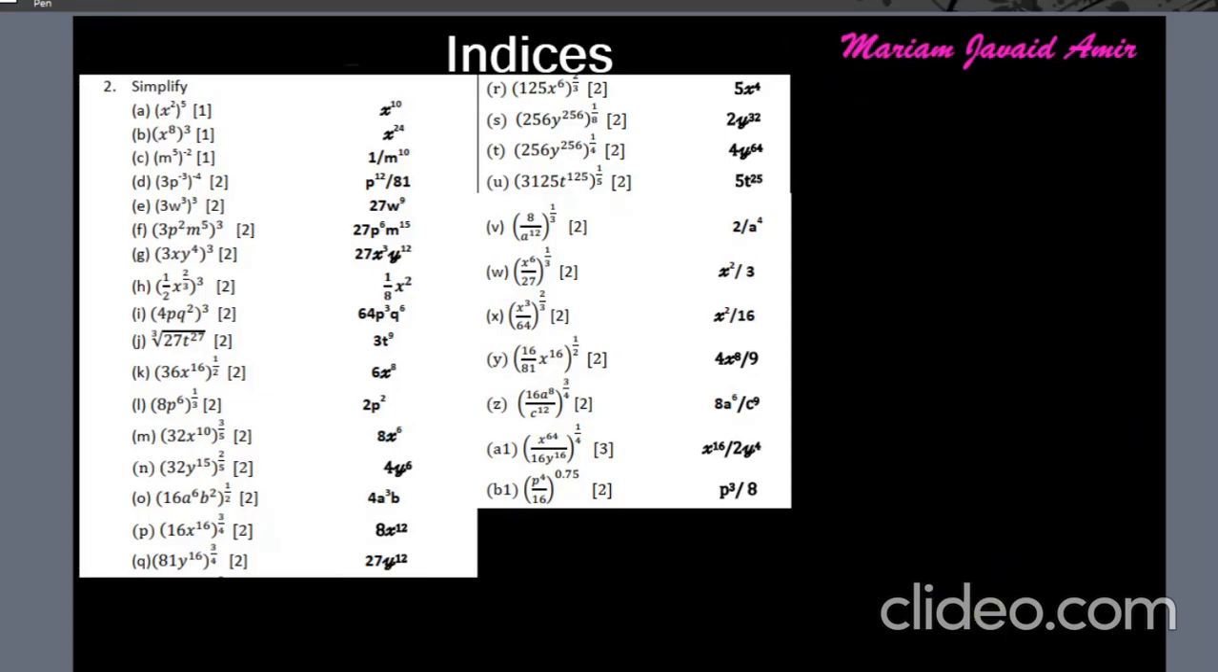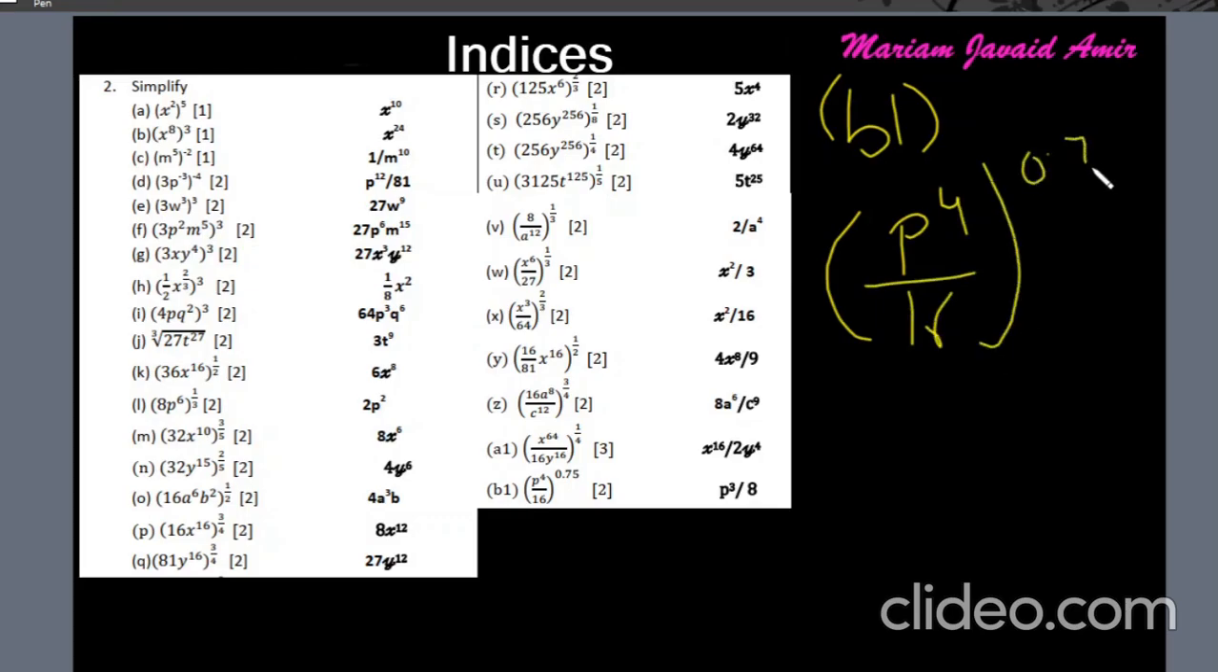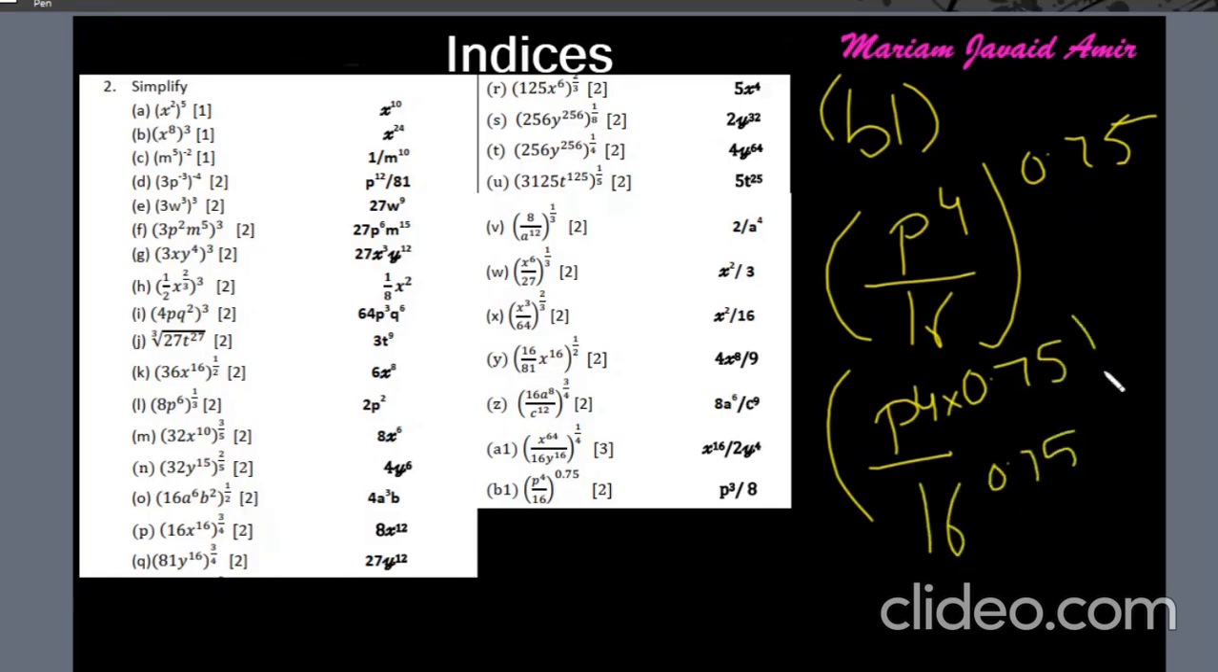Okay. Part Z and A1 are pretty much the same. Let's do B1 now. Okay, that is p power 4 over 16 power 0.75. Now for 0.75 as a fraction, or even if you don't write it as fractions, we can simply write p power 4 times 0.75 and 16 power 0.75. So use your calculator to find it. Just 4 times 0.75, which is 3, and then 16 power 0.75, which is 8.